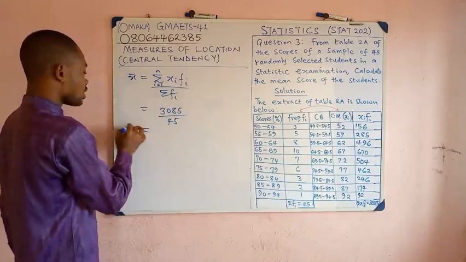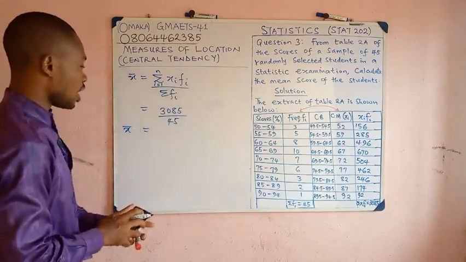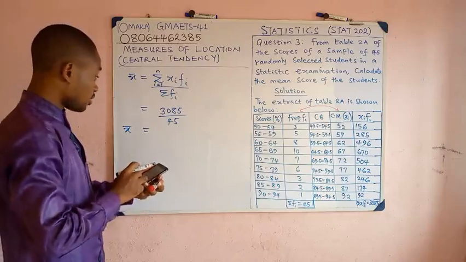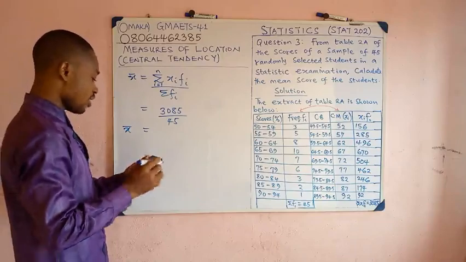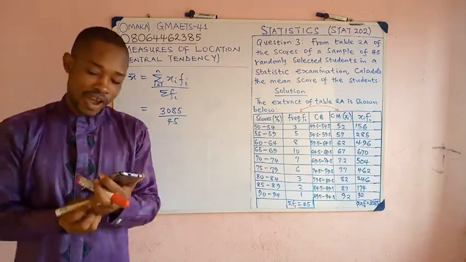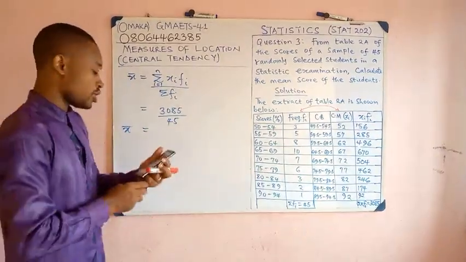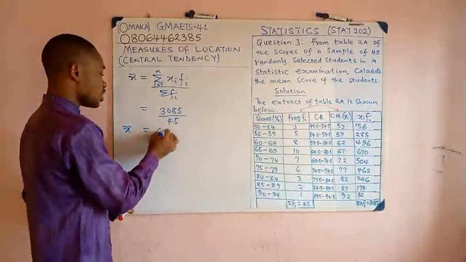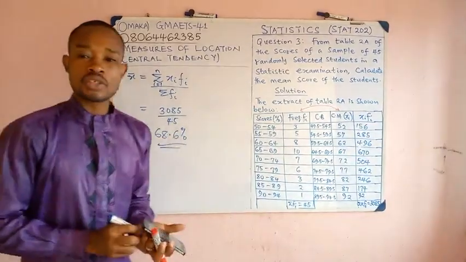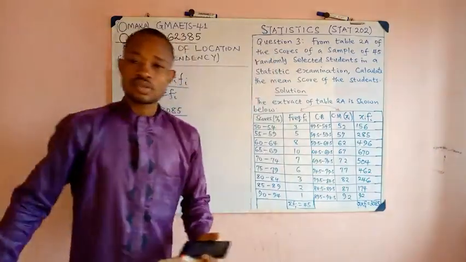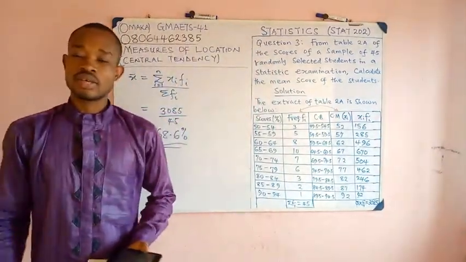And so your x bar, that is the mean, will be 3085 divided by 45. It's giving me 68.55555, so I'll approximate to 68.6. So 68.6% is the average score, the mean score of these students in this statistics examination.